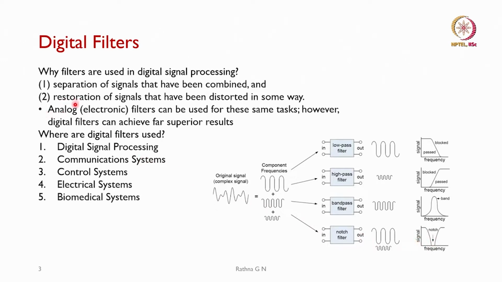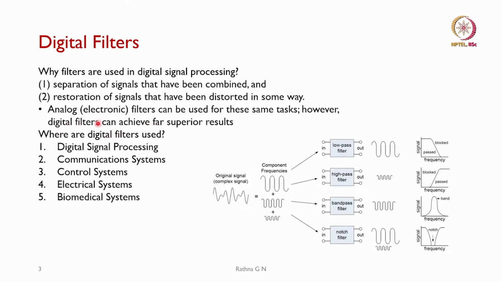If only one frequency has to be removed, then we call it a notch filter. Another application is restoration. From these signals I want to reconstruct my signal; as you have seen, we add all of them and get back the original signal. If I want to restore it, I will use that. In analog, electronic filters can be used for these same tasks. However, digital filters can achieve far superior results. We will see in a short while how it is done with digital filters.